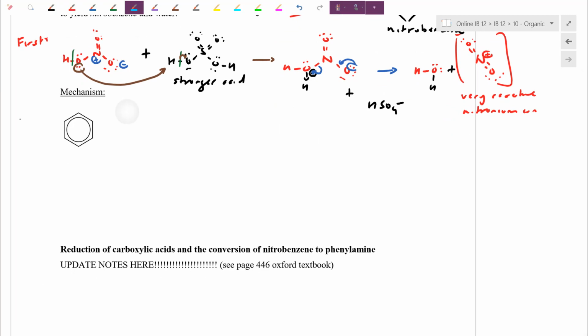Second step here, sort of the mechanism for this step. We have our benzene. I'm going to focus on one hydrogen. In fact, there's actually 5 other hydrogens here. When I take this very reactive nitronium ion, again, this nitronium here is currently an electrophile. It has the electropositive part, relatively positive portion.